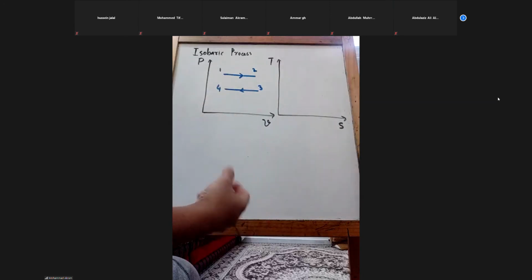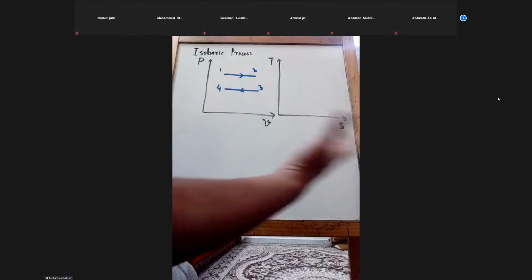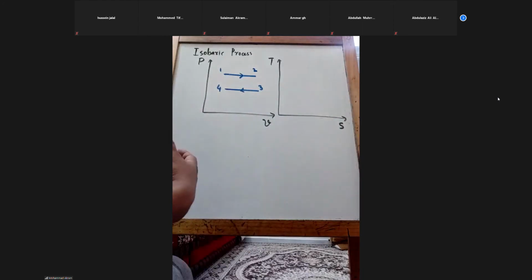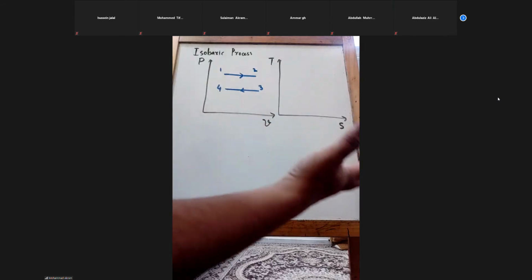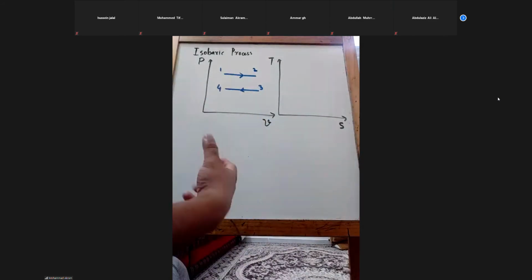What will happen to the entropy? Entropy will also increase, right? Because volume is increasing, so there is expansion. Temperature is basically increasing the volume, so molecules are going away from each other. That means more disorder.